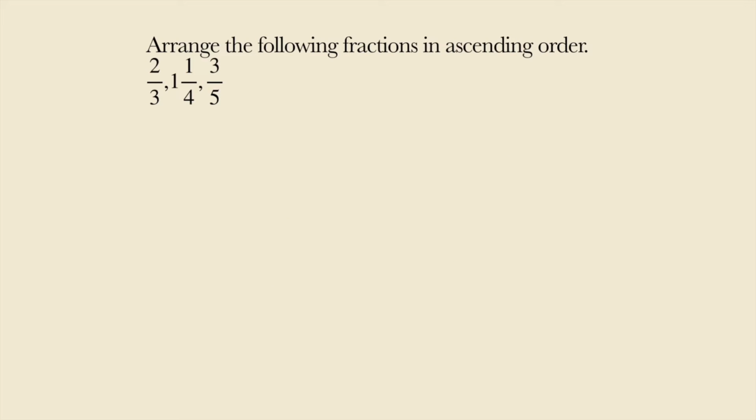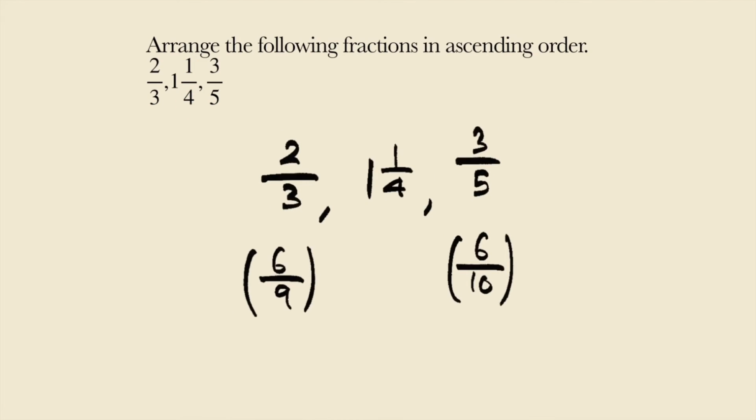Arrange the following fractions in ascending order. Well, not even one whole, but larger than 1 whole. So we know for sure that this is the last fraction that we're going to use. What about the other two then? Look at the numerators 2 and 3. We can turn them both to 6. And which one is the smaller one? The one with the larger denominator. So the first fraction therefore is 3/5, followed by 2/3, followed by the largest one, 1 1/4.